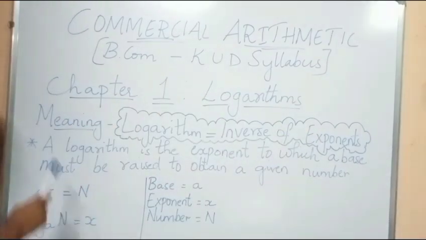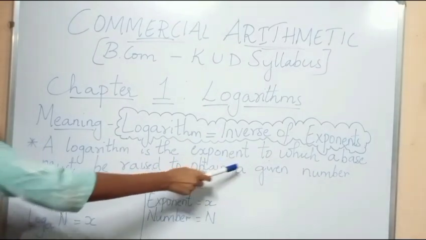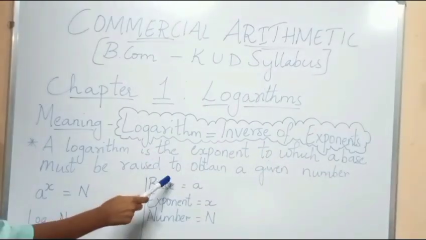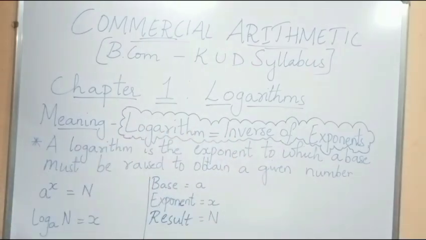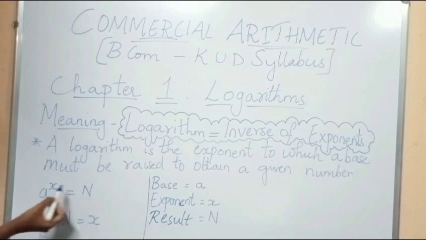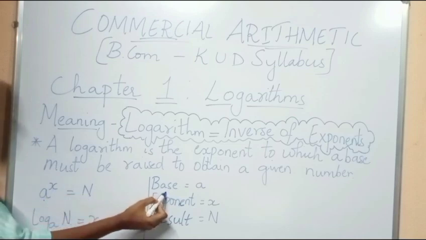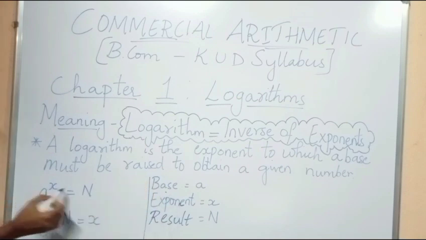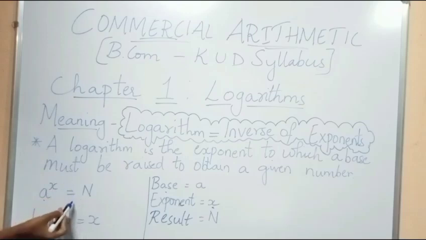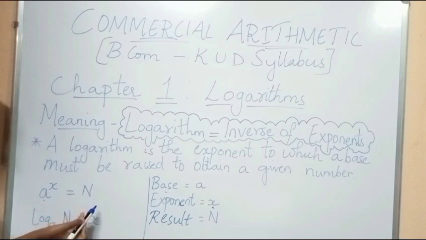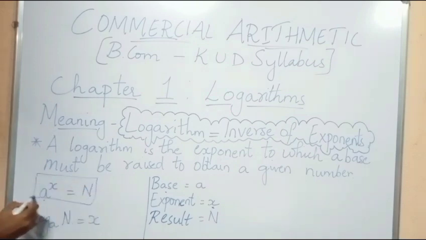So the meaning says a logarithm is the exponent to which a base must be raised to obtain a given number. The general form of exponent is a raised to the power of x is equal to n. So here a is the base raised to x. So x is the exponent or the power, and the answer you get, the result, is called n. So this is the exponent form.